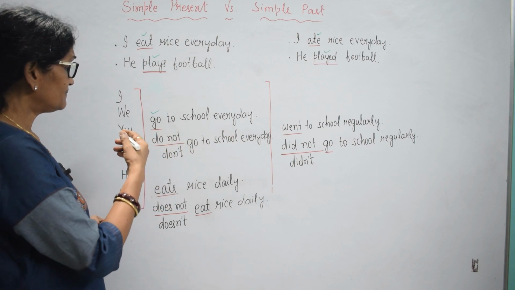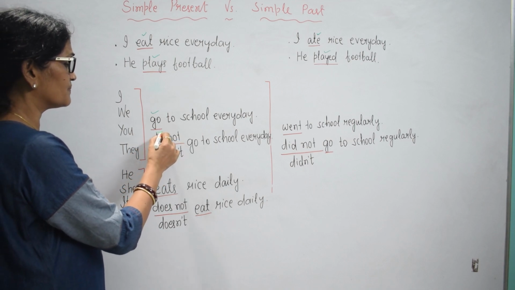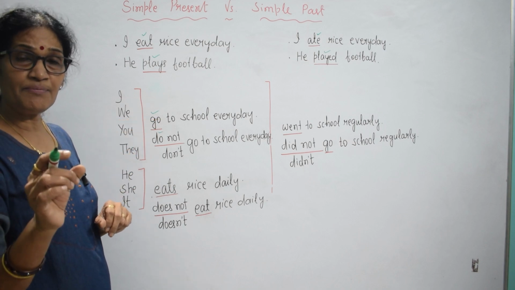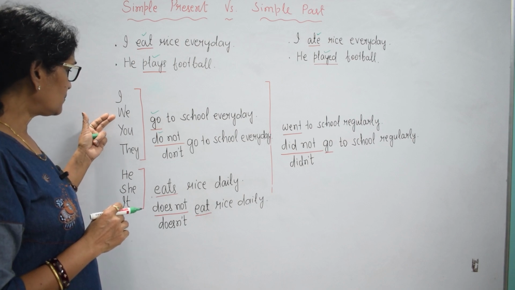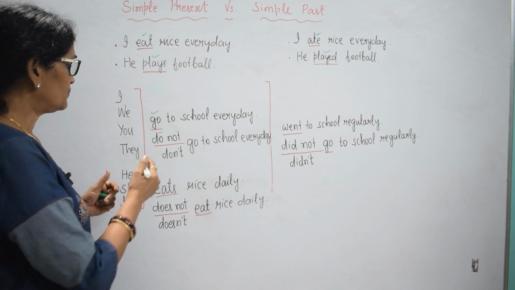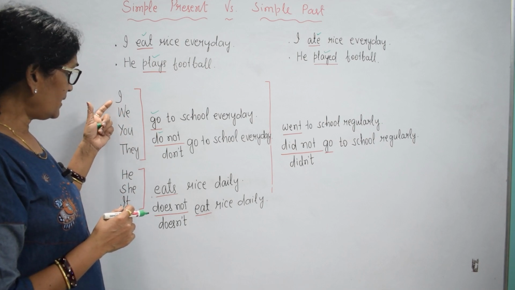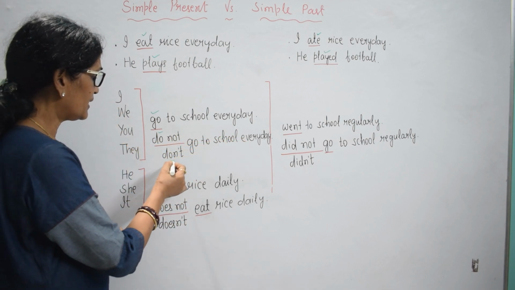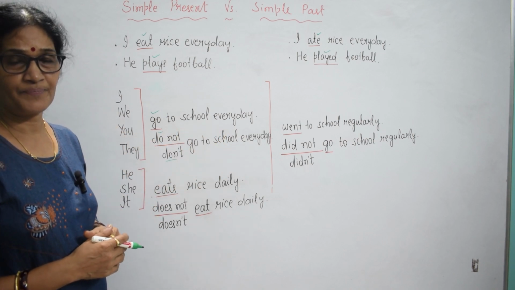Then for negative sentences, we use do not. In simple present, the auxiliary verb is do or does. With the subjects I, we, you, they, we use do not. So I do not go to school every day. Otherwise, you can use the contracted form don't. I don't go to school every day.